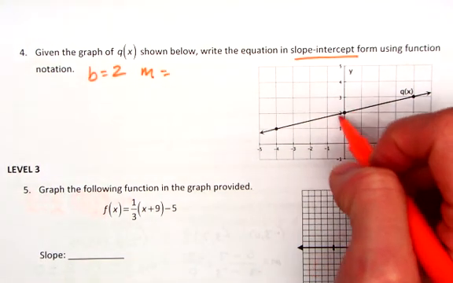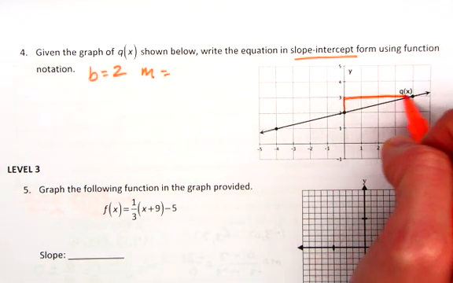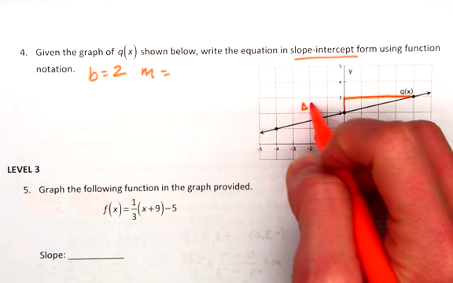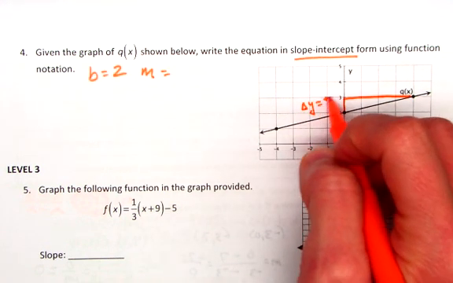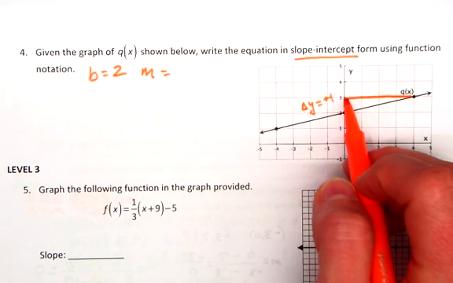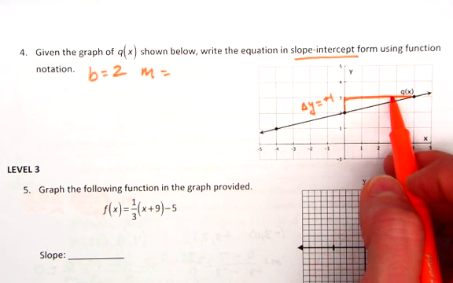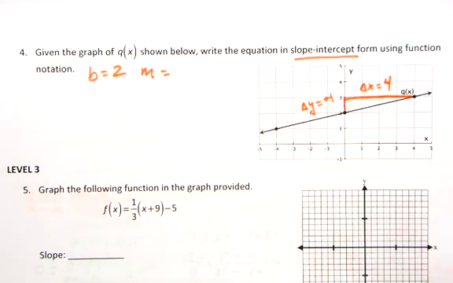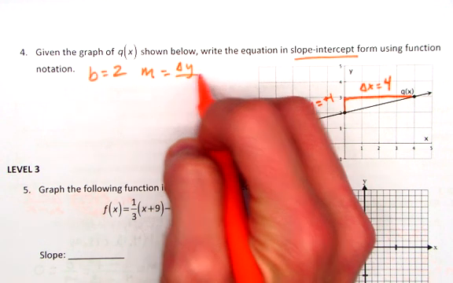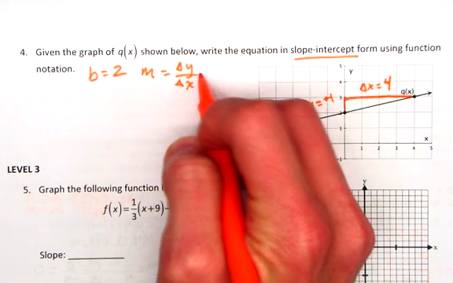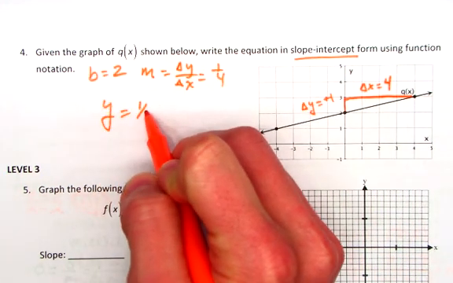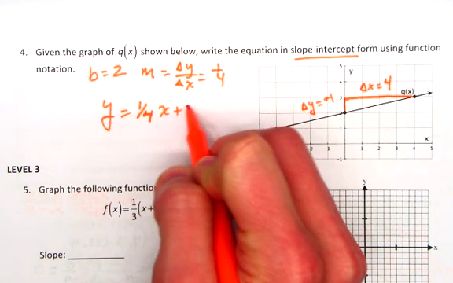So for the slope, I'm going to use the 2 points that are actually on the graph. I'm going up 1, so my change in y is a +1. And my change in x is 1, 2, 3, 4, +4. So since the slope is the rise over the run, that's going to be 1/4. So y equals 1/4 x plus 2.